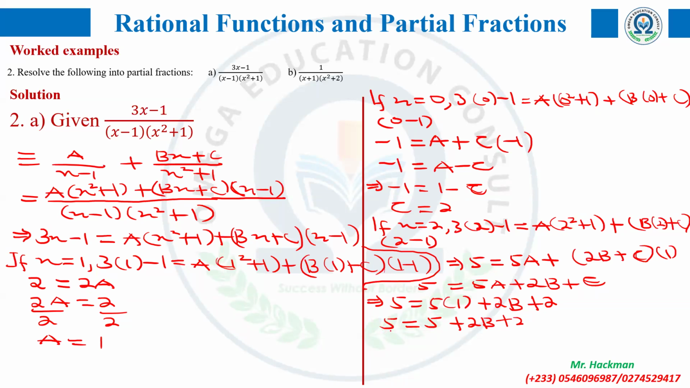You move it to the side. So that will give us 5 minus 7, which gives us minus 2. Am I right? So you write it again before you divide. So 2b is equal to minus 2 over 2.